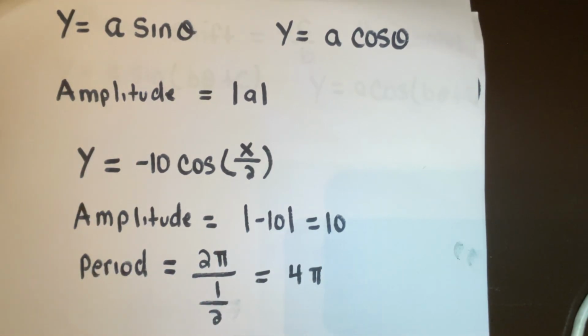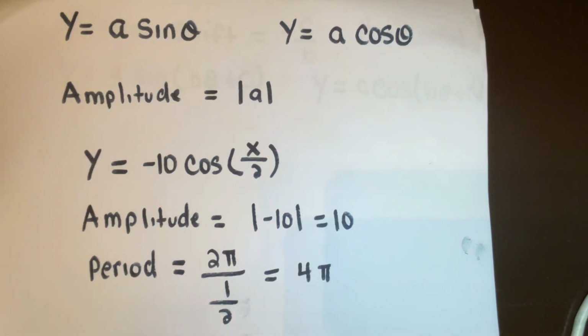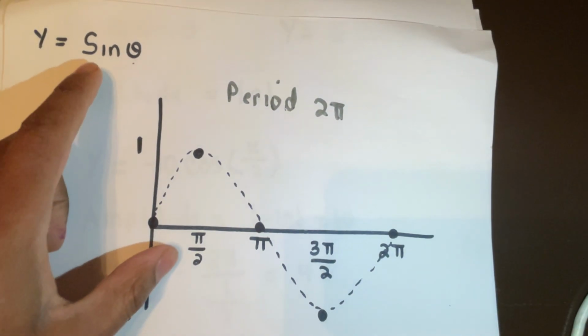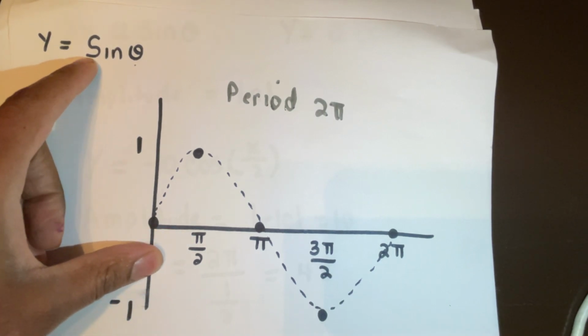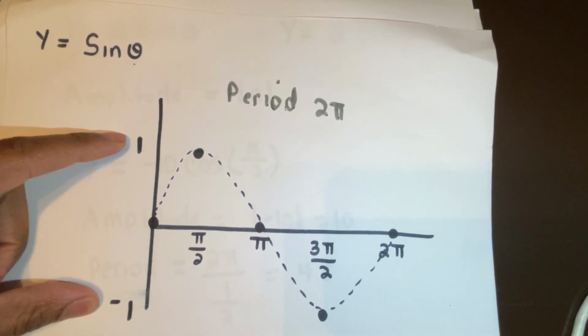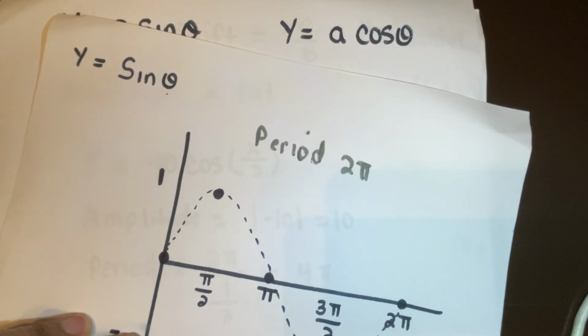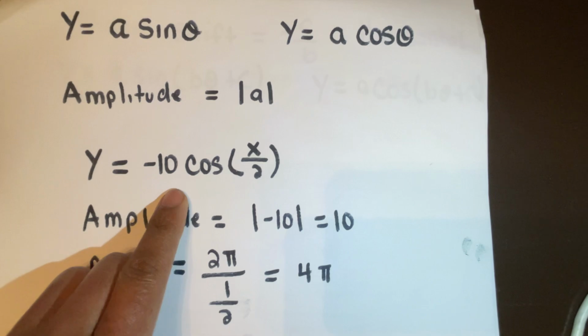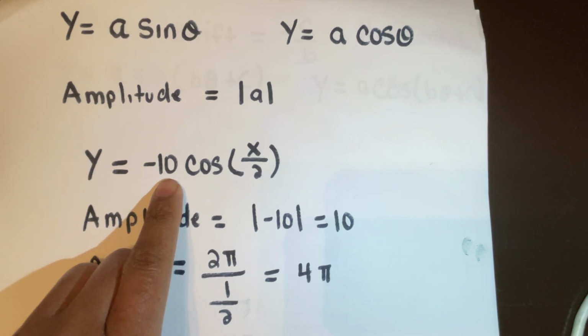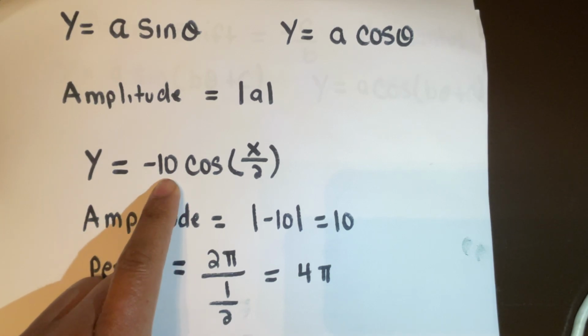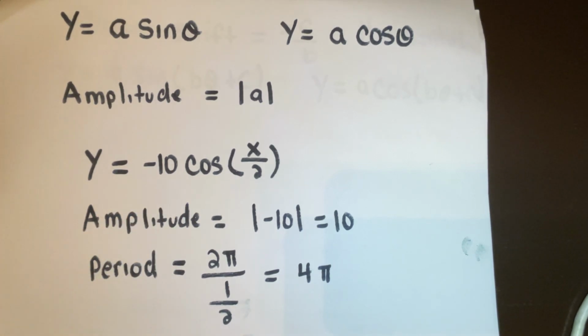And this is something that I did mention, but if you have just regular sine and cosine, you know the amplitude is just 1 because this is understood to be 1. And you can see that here, right? You can see a 1 and a -1. But if you were to graph this particular function, that would be a 10 and a -10.